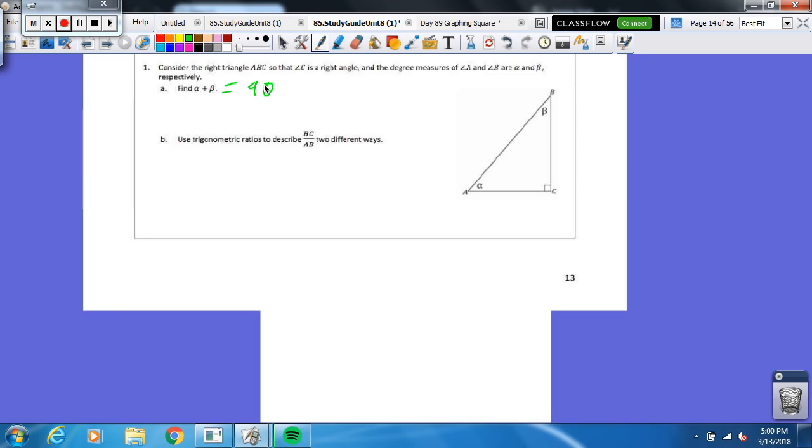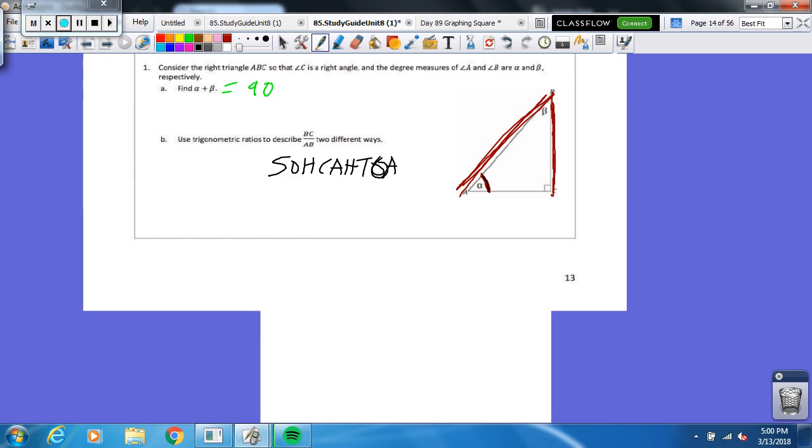All right, now let's try B. Use trigonometric ratios to describe BC over AB. Okay, so here is BC, here is AB. This is where I'm focused right now. So look at alpha right there. SOHCAHTOA, write it in if you need.